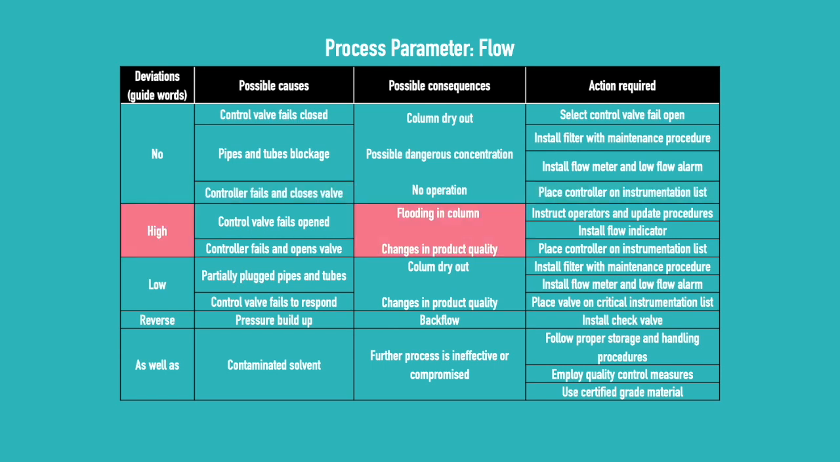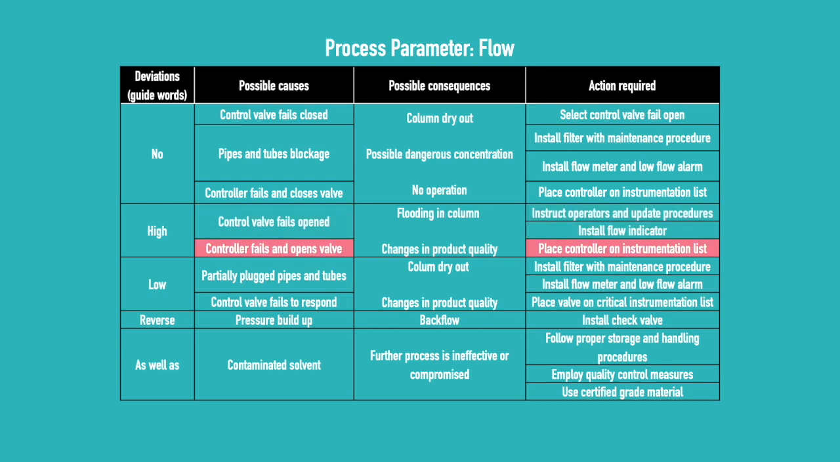If there is a high flow into the column, flooding and changes in product quality are the consequences to it. One of the possible causes is the use of control valve fails open. Action that can be taken based on that are instructing operators, update procedures, and install flow indicator.